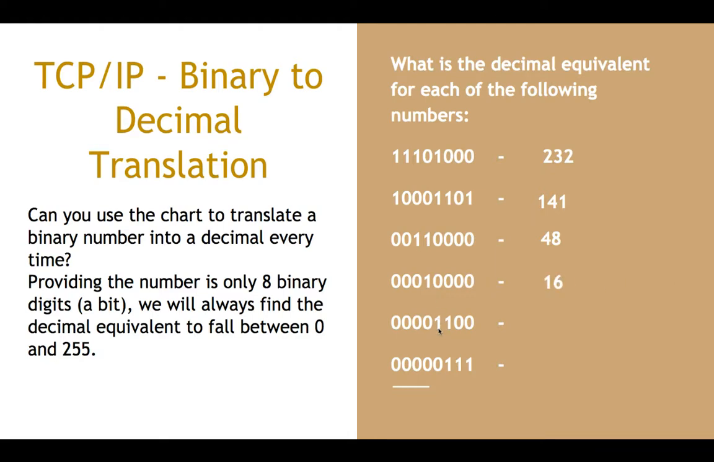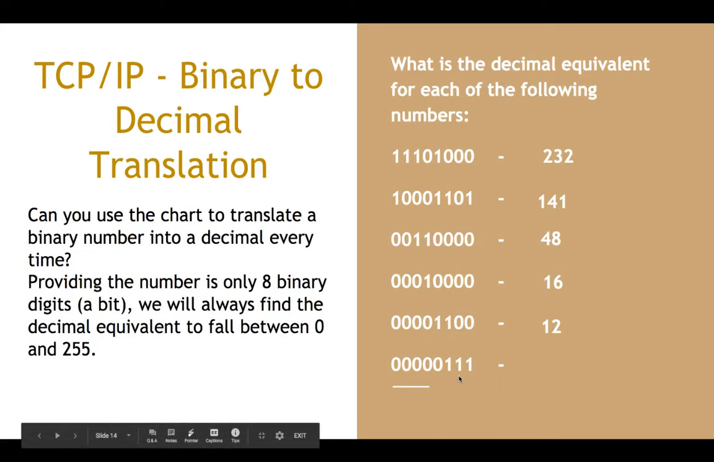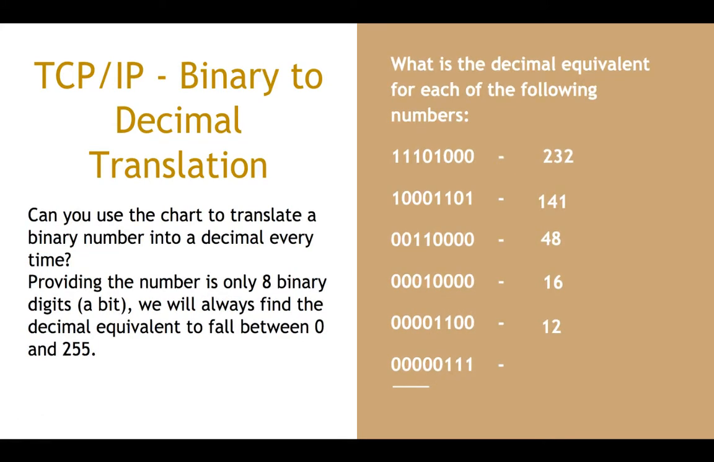Now, we have an 8 and a 4. What's 8 and 4 together? When we add those together, we get 12. Let's see if that's what we get. It is. And the last one has 4, 2, and 1. That is 7, of course.